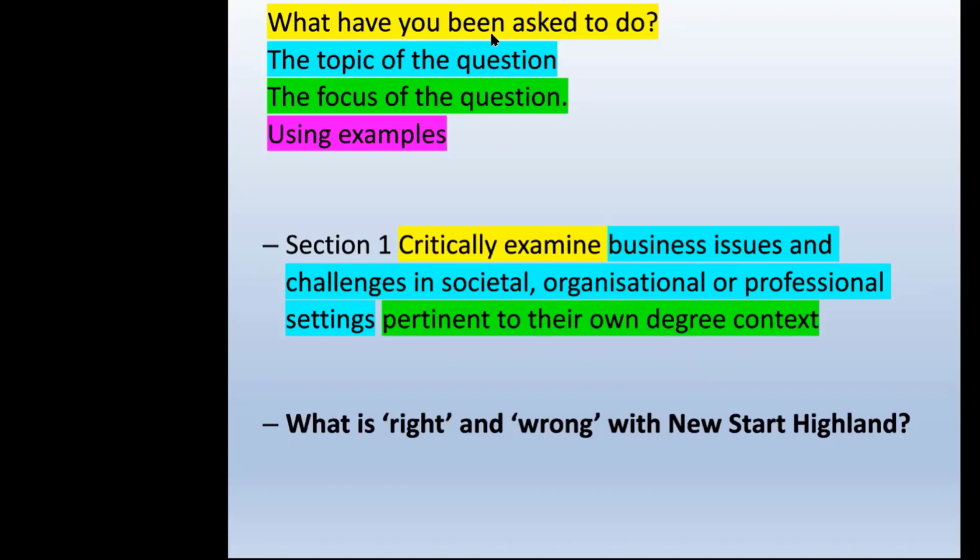However, if I was to simplify section 1, if you understand that section 1 is the New Start Highland, that's the case study, that's the organization. The question is, what is right and wrong with New Start? What are they getting right and what are they getting wrong? What are they doing well? What are they not doing so well? In other words, what are the business issues? Positive issues and negative issues. What are the challenges in these areas? Okay, so what are they getting right and wrong to do with these areas?